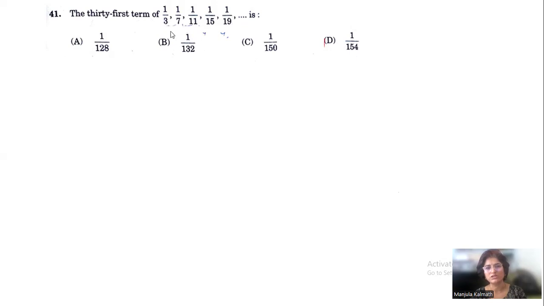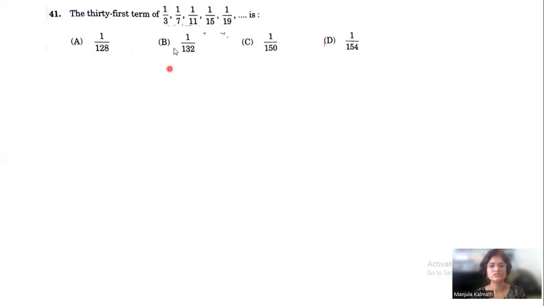The denominator starts with 3, 7, 11, 15 and 19. Is there any common difference between these? 7 minus 3 is 4. 11 minus 7 is 4. 15 minus 11 is 4. 19 minus 15 is 4. So if there is a common difference among the given series, it comes under the arithmetic progression. In order to find the nth term in an arithmetic progression, we have a formula.